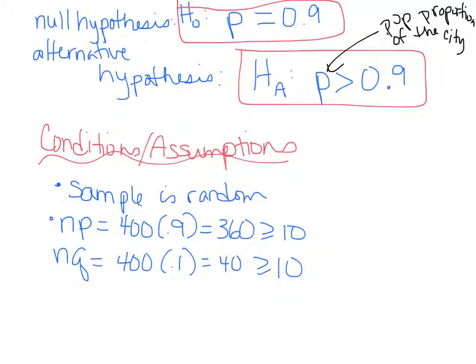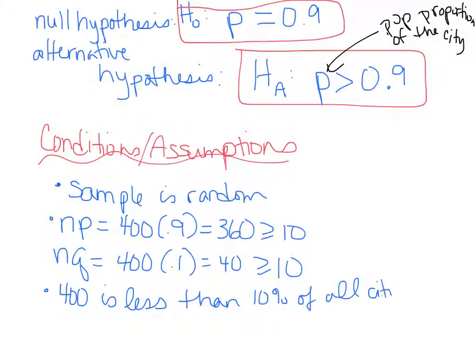The last thing that we're going to say is that we don't know this for sure, but assuming that this is a fairly good-sized city, we can assume that 400 is less than 10% of all city homes. If you want to write that you're going to assume that homes are independent of each other, that's fine. You don't have to in this case, but you can.